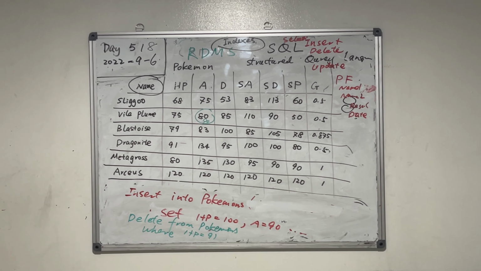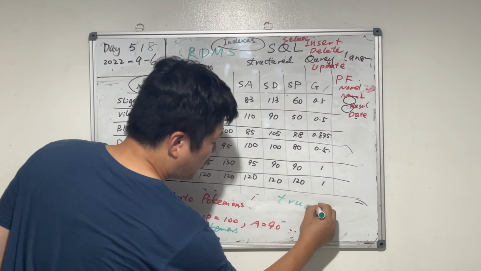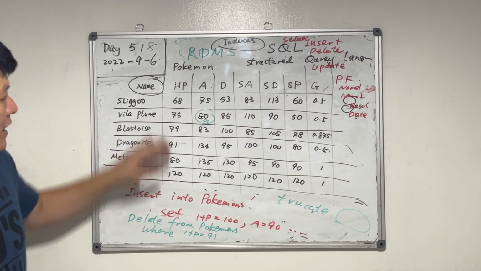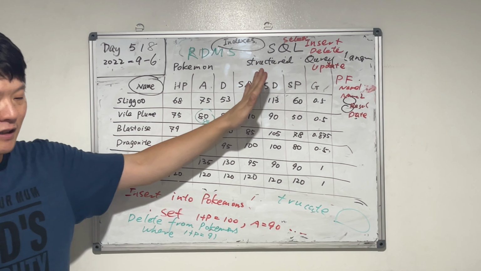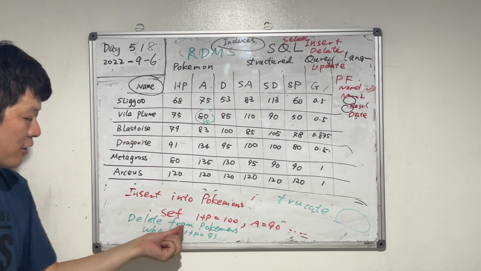Okay. So let's update. If we want to remove everything, we can use delete from, right? Or we can use another keyword called truncate. What's truncate? Truncate Pokemon means that we remove everything but keep the table structure. We keep the table structure and remove the content. Truncate Pokemon is the same as delete from Pokemon.